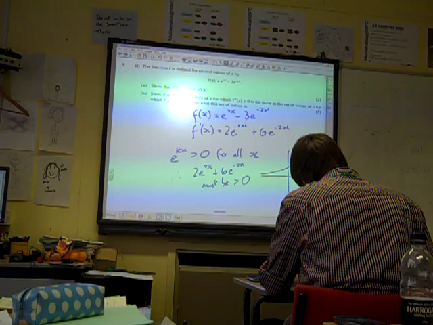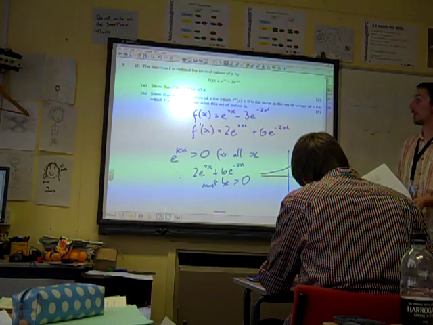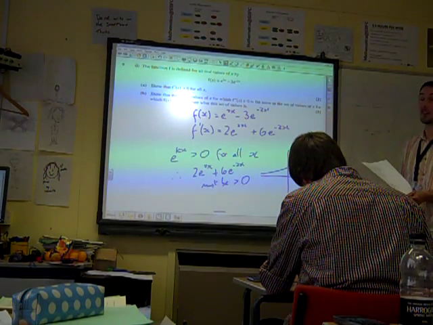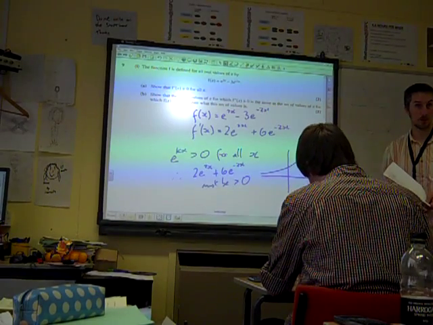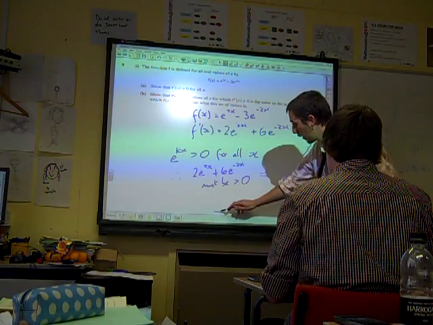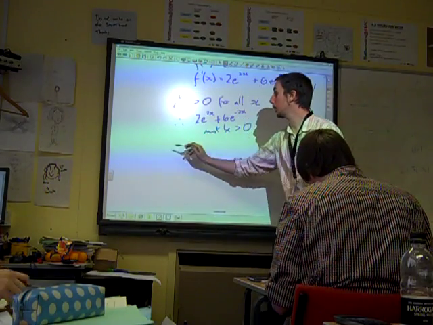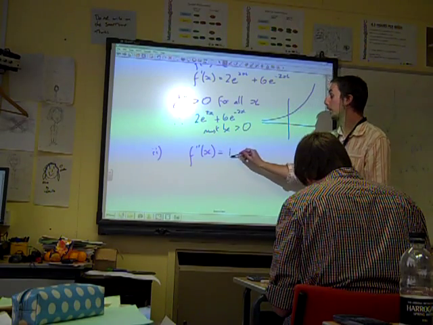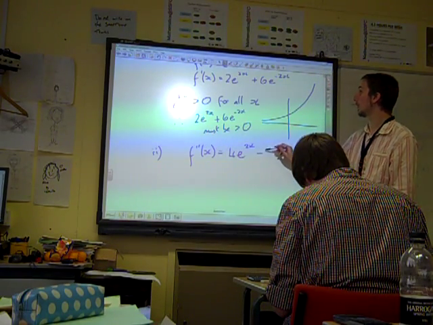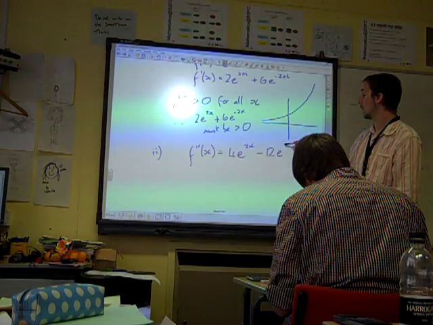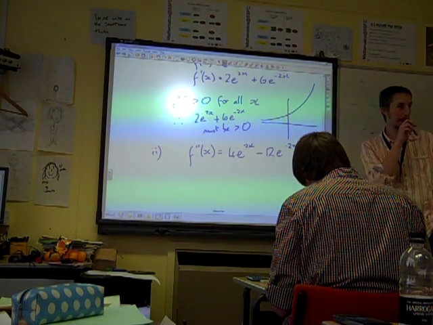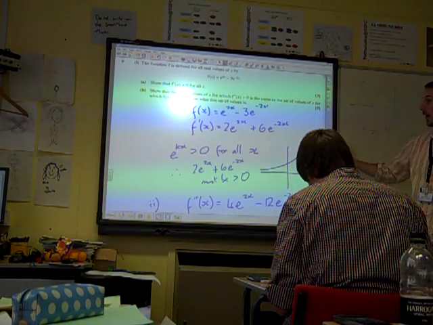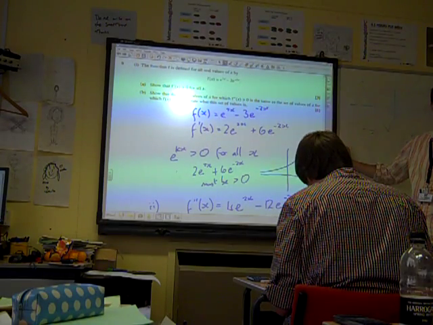Part B. Show that the set of values for which the second derivative is greater than 0 is the same as the set of values for which f of x is greater than 0, and state what this set of values is. Okay? Well, I think the first step on this is we're going to have to find the second derivative, which would be 4e to the 2x minus 12e to the minus 2x.